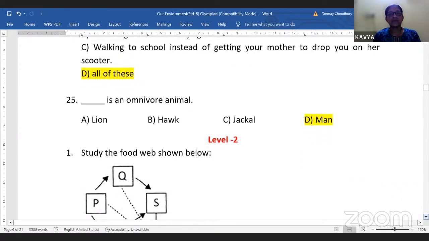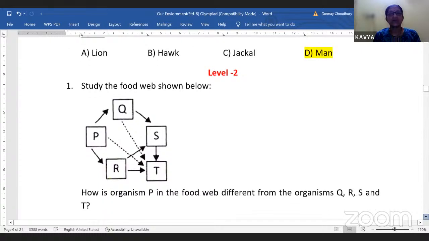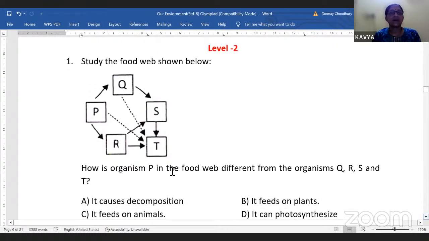Study the food web shown below. Now this food web shows P is eaten by Q, P is also eaten by R. P is also eaten by T, Q is eaten by T, Q is eaten by S. Now here you'll find that somehow or the other, they are all depending on P. So that means P is a plant.